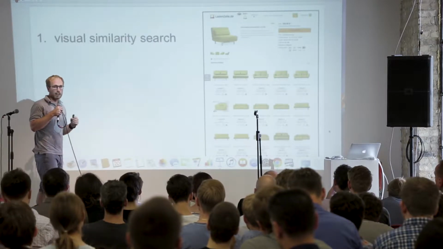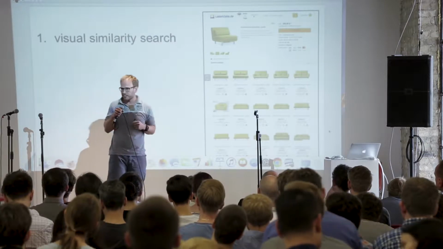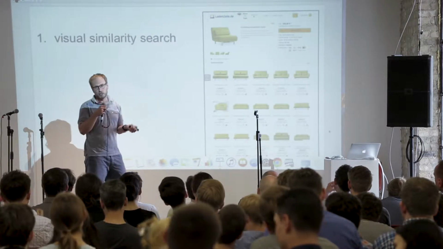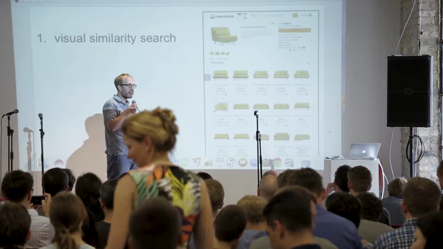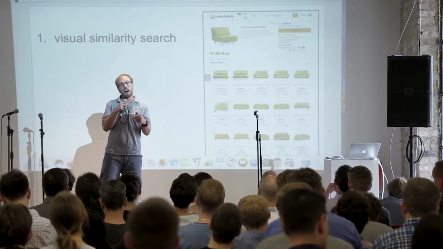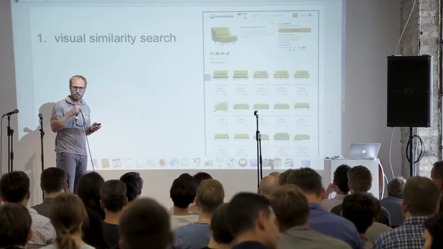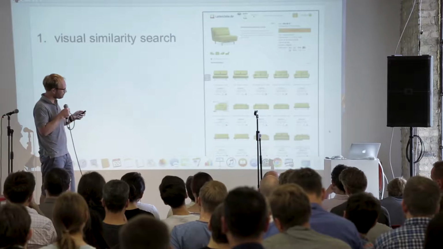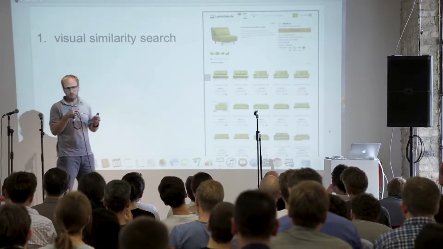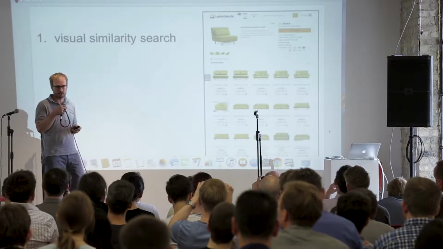The first one is a visual similarity search. You may have found a product that you really like, and it's too expensive. That's actually the usual case. Then you would like to know, okay, what are the products that look very similar but are not as expensive? Well, that's where this visual similarity search comes in. So you would pick a candidate product, and the system finds visually similar products for you.